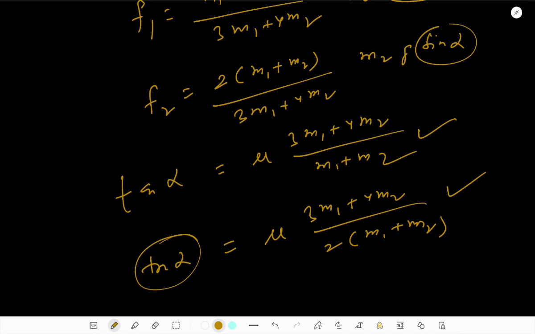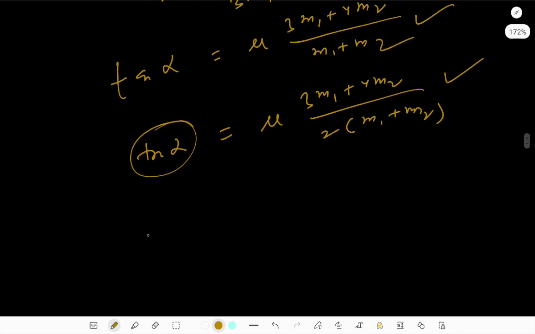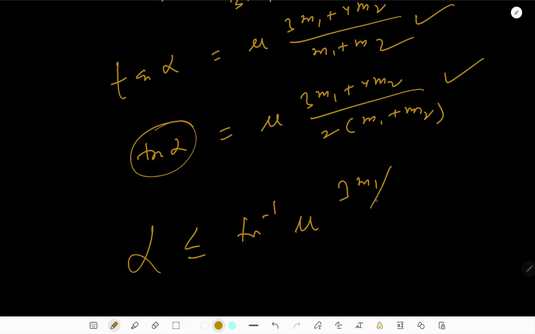You can write it something like alpha is less than or equal to tan inverse of mu times (3M1 upon M2 plus 4) divided by (2M1 by M2 plus 1), and like this.